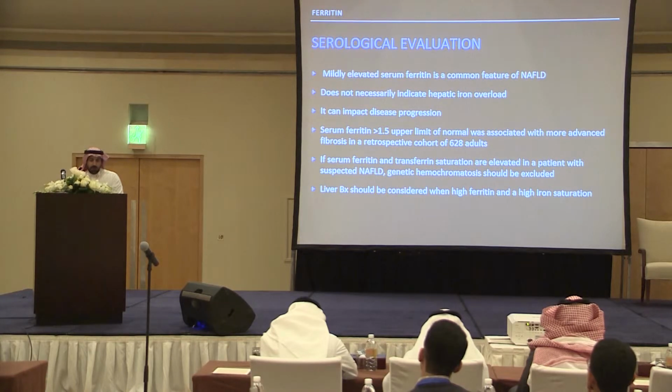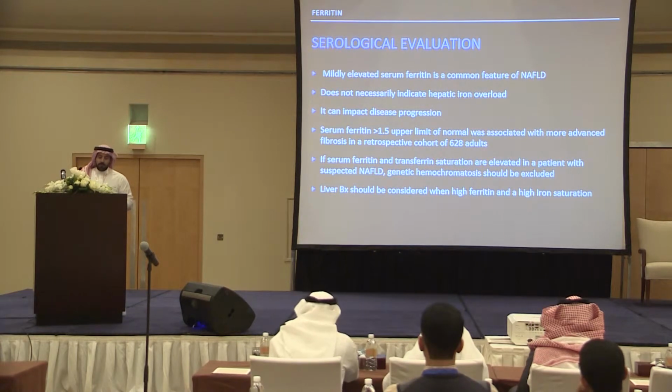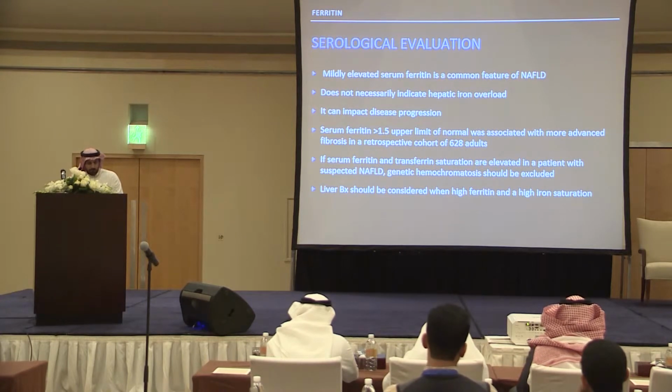Everything basically. So ferritin, for example, is one of the markers that you can see mildly elevated in patients with fatty liver disease. It does not necessarily mean that the patient does have iron overload. It can impact disease progression. And basically, if you have a serum ferritin that's more than 1.5 times the upper limit of normal, that's associated with more advanced fibrosis in a study that was done on more than 600 patients. If you have a high serum ferritin and the saturation is high, or basically you've got a high iron saturation, you got to think about hemochromatosis, and those patients should go for a liver biopsy to rule out hemochromatosis.